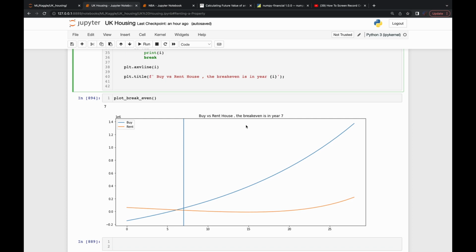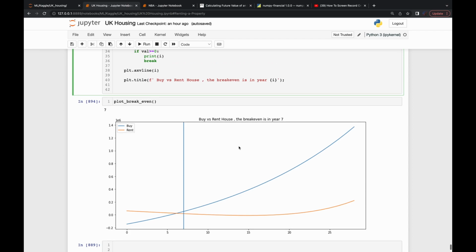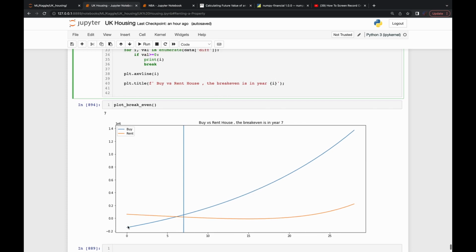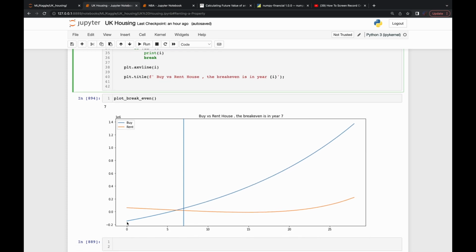So here, as you can see, your break-even is coming as year 7. That means the thing here is, when you are buying a house, you have to pay a lot of money from your pocket. That's why you are losing. I mean, your profit is negative.